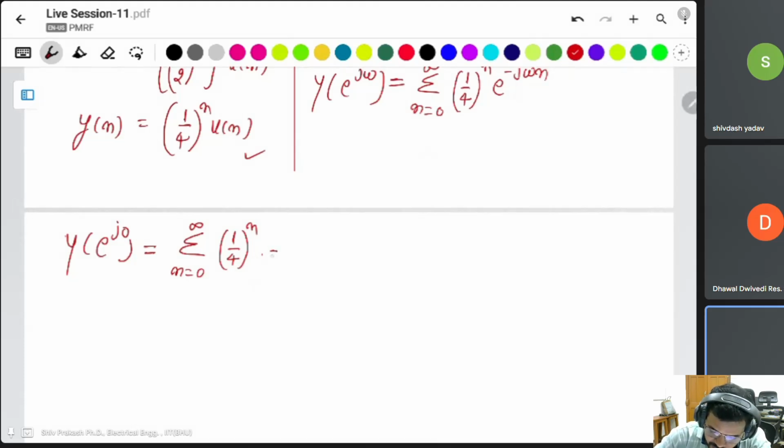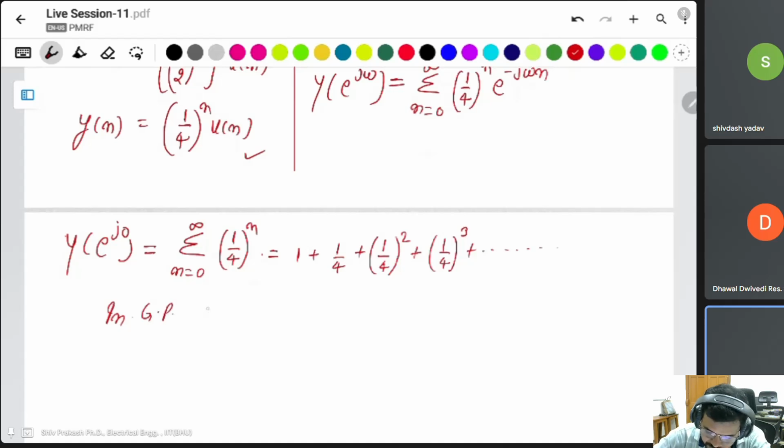If you expand this, it will be 1, e power of 0, 1/4 e power of 0: 1 plus 1/4 plus the square term (1/4)^2 plus (1/4)^3. All of this is a GP. You know about a geometric series. In a GP, this will be the summation of this one.